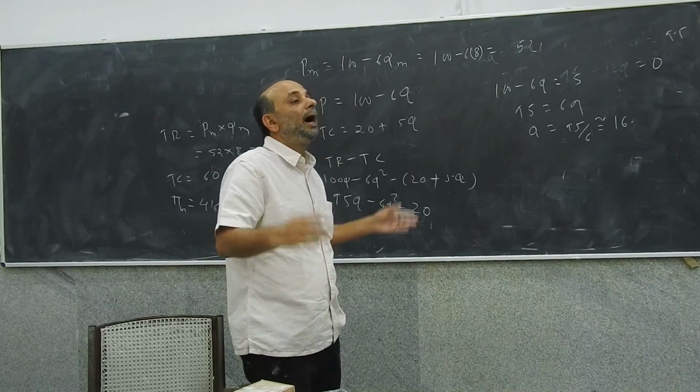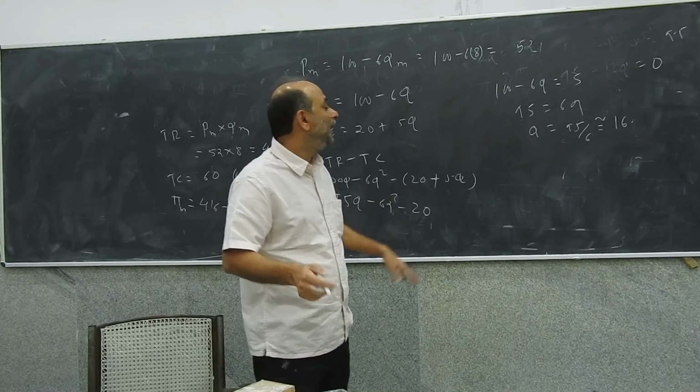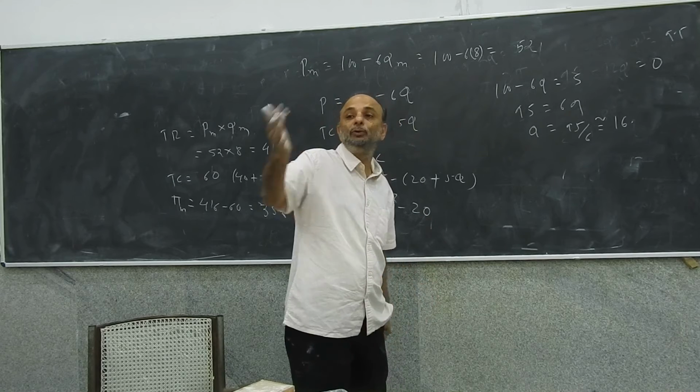So what do you do now? Half base into height, right? So what is the base? Base is QC minus QM.